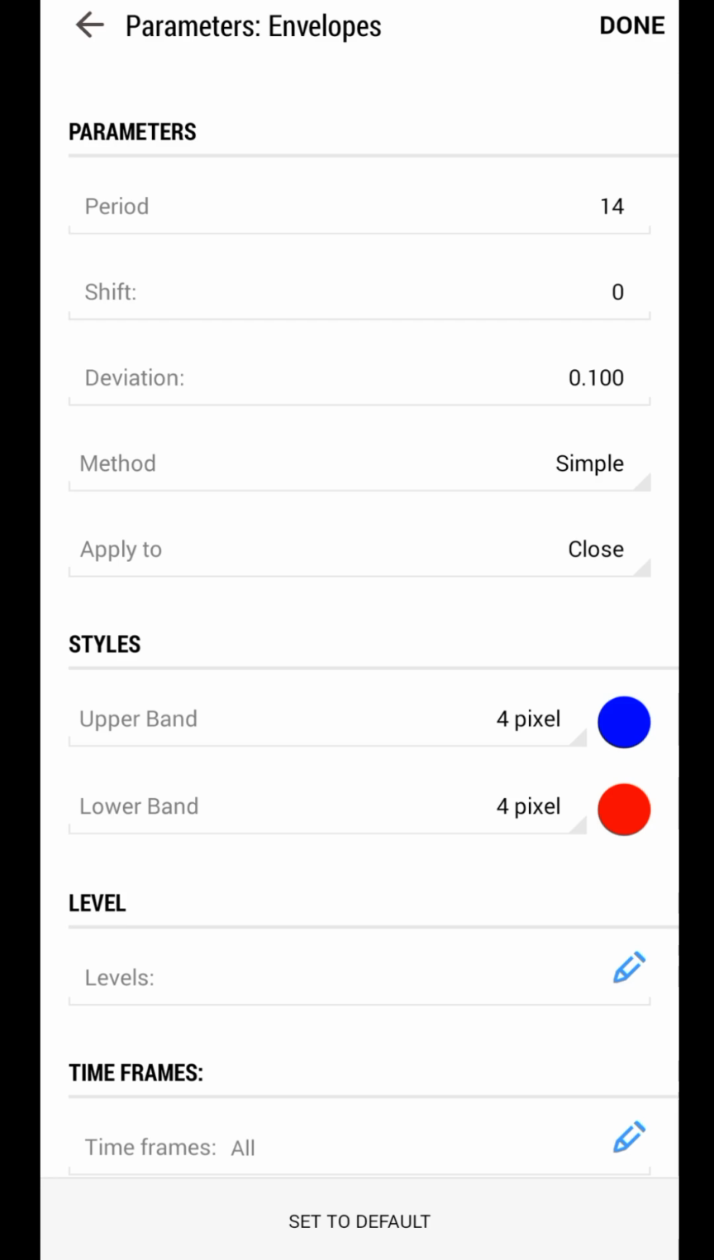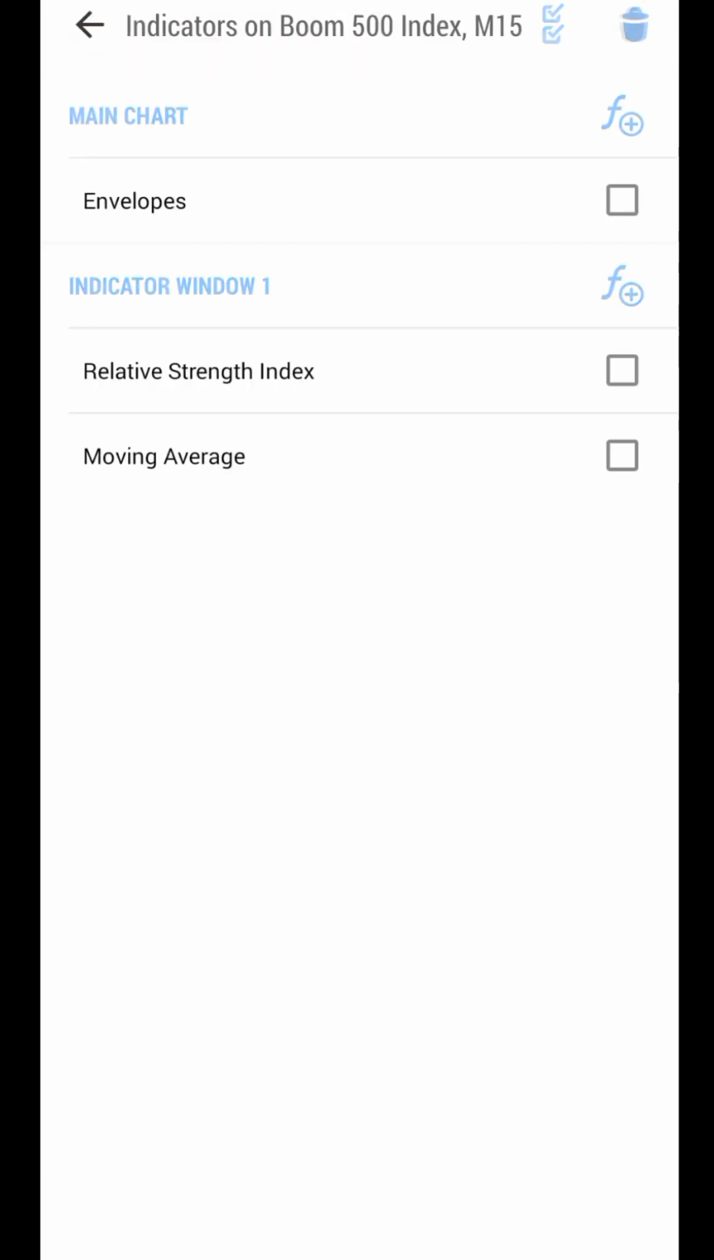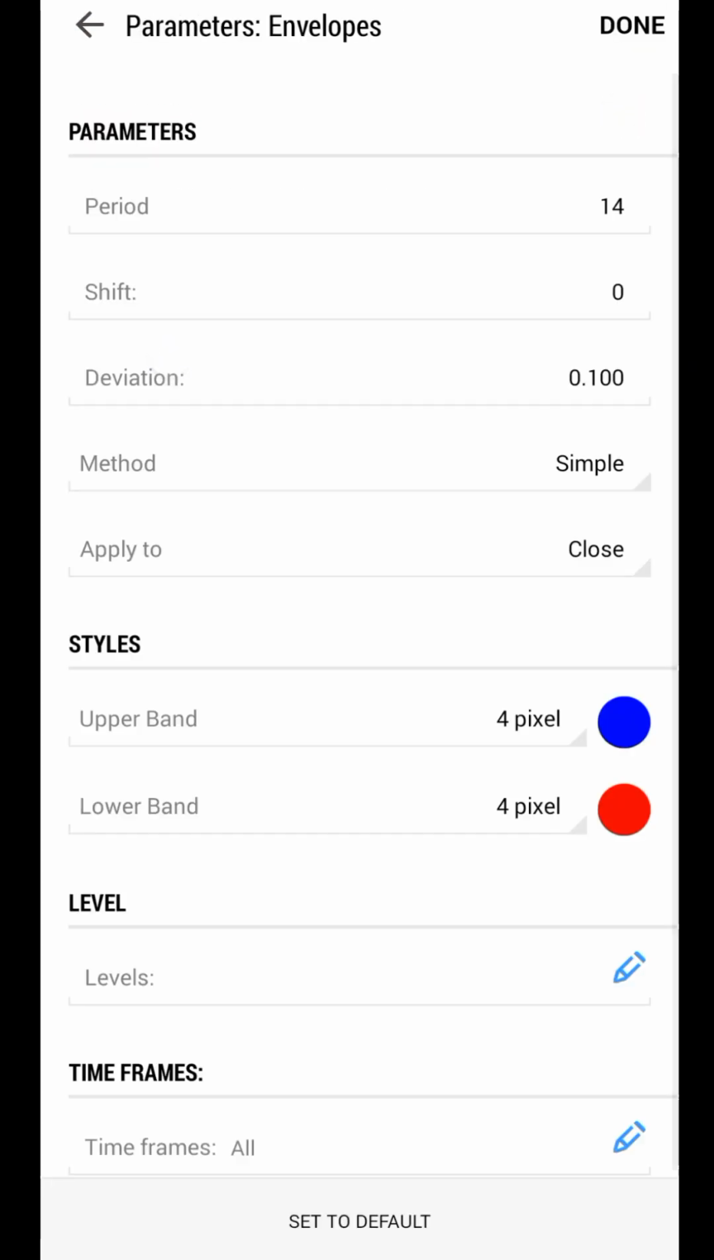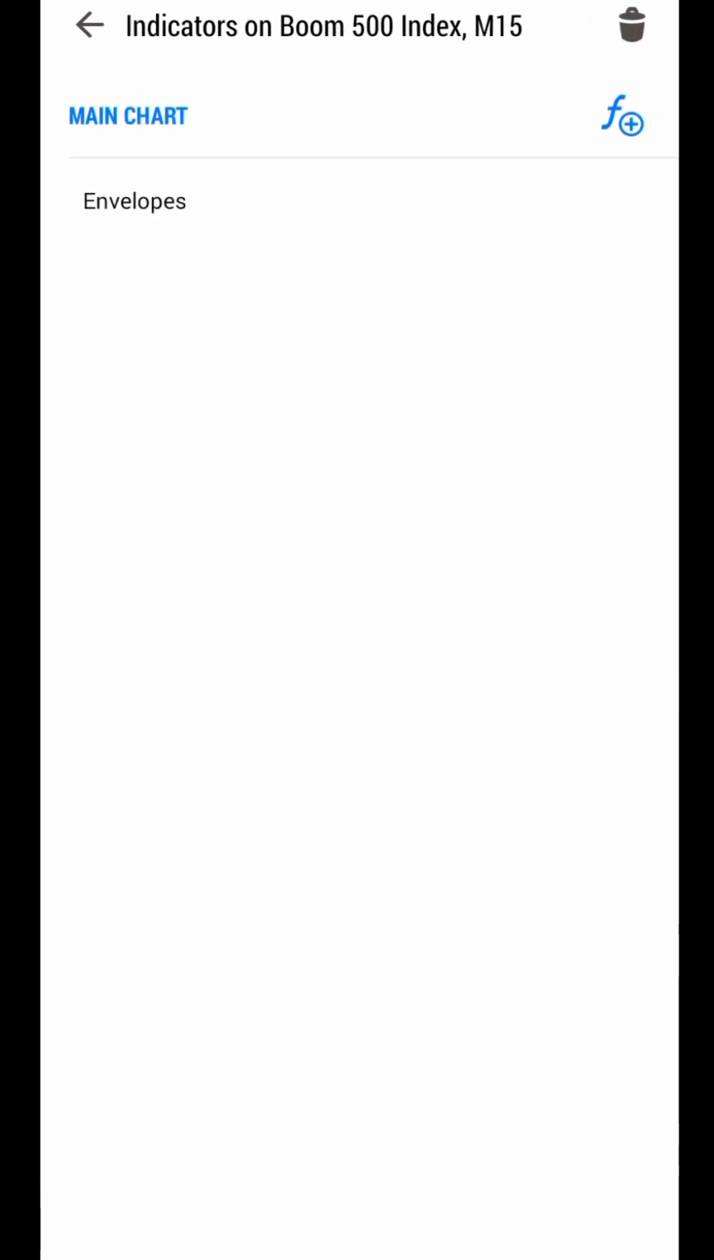Let me delete it so that we can do that together. Click on the F plus and you find the envelope. The period is 14, 50. Just leave the parameters like this. I think this is the default setting. Click on done after that.